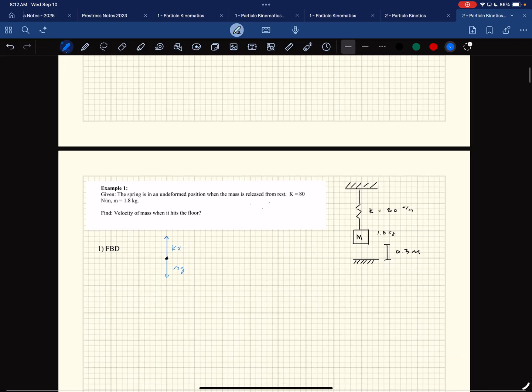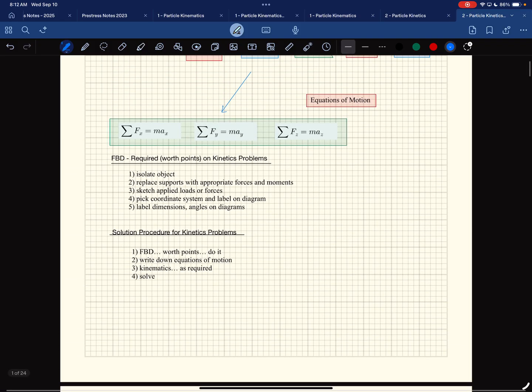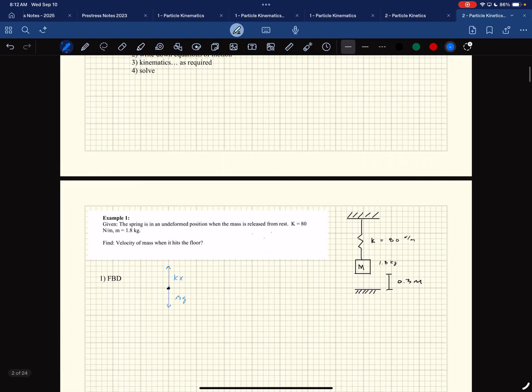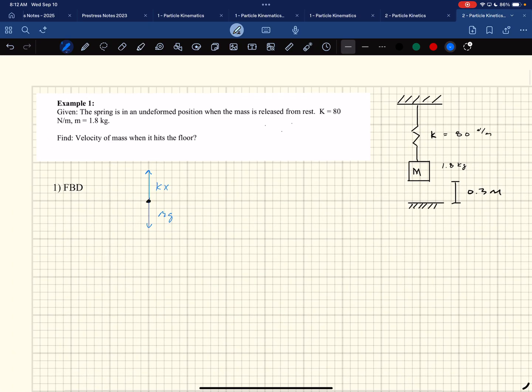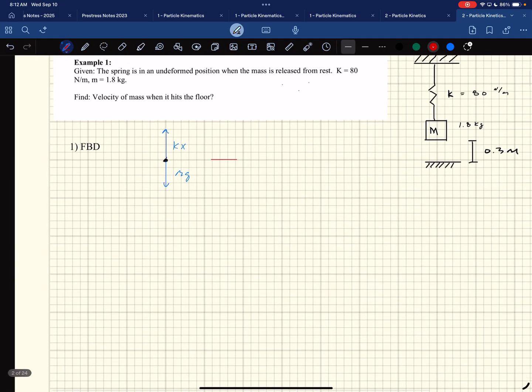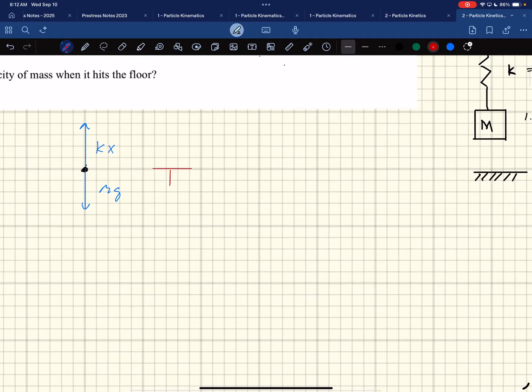Next part of my free body diagram checklist: isolated my object, supports, sketch applied loads and forces, done all those. Pick coordinate system and label on the diagram. Okay, we haven't done that yet. And then label dimensions and angles that are important. So I get to pick where my coordinate system is going to be. Oftentimes in engineering we could pick downwards to be a positive x. Don't have to. I could put upwards to be my positive x.